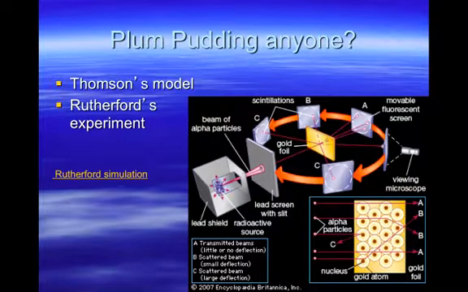Basically, I want to go into the models of the atom real quick. So we knew that we had protons, neutrons, and electrons. I bypassed several people along the way, so count yourself lucky. But basically, the idea was, well, what's the atom look like?